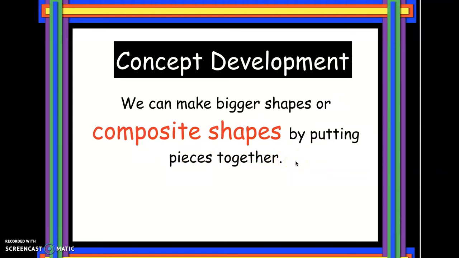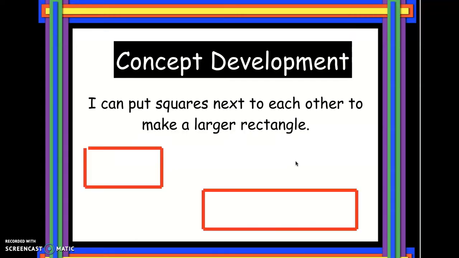Composite shapes are when we take smaller shapes, put them together, and make a different shape. Sounds a little confusing. Let me show you what I mean, okay? So we're going to be looking at composite shapes today. I can take this square. I have this green square right here. One, two, three, four sides, and all the sides are the same.